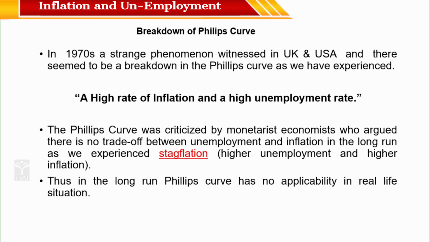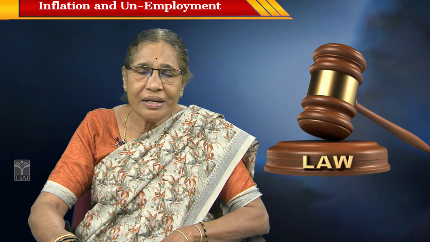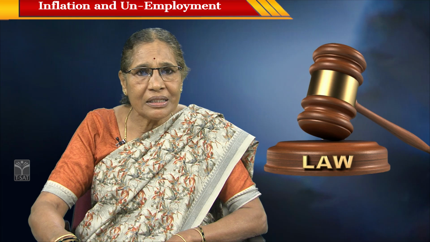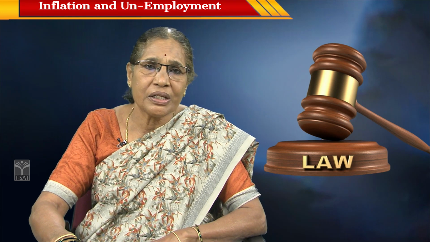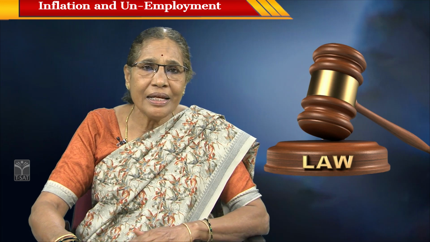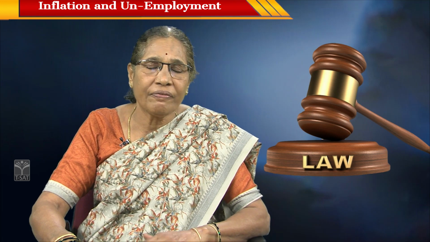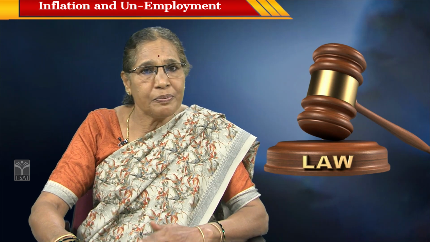The Phillips curve was criticized especially by monetarist economists, who argued there is no trade-off between the unemployment rate and the inflation rate in the long run. During the 1970s, we experienced a totally different situation that we call stagflation. What exactly is stagflation? Stagflation refers to whenever there is high unemployment, it is also associated with a high rate of inflation. That was not brought out by Phillips. Instead, modern economists in their studies brought out this relationship, and thereby in the 1970s we came across a totally different picture as against the Phillips theory.